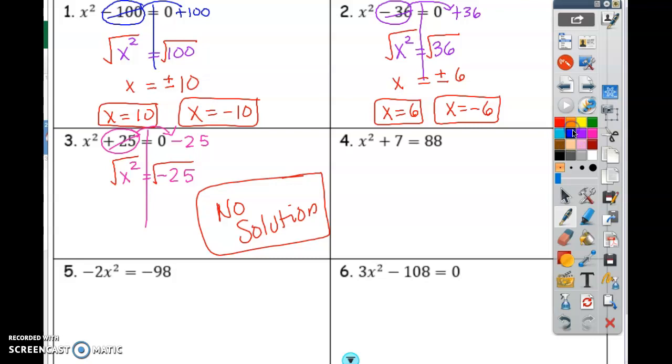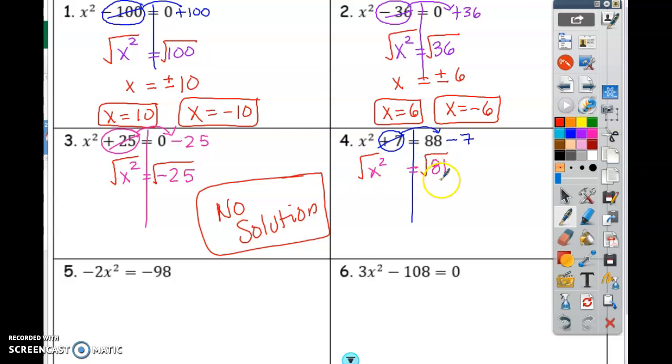Let's move on. What about this one? What do you do first? Move this over, change the sign, it becomes minus 7. What's 88 minus 7? It's 81. 88 minus 7 is 81. Equals x squared. What's the last step? Square root. Take the square root of both sides.